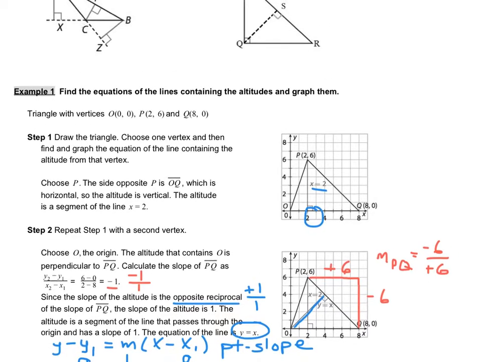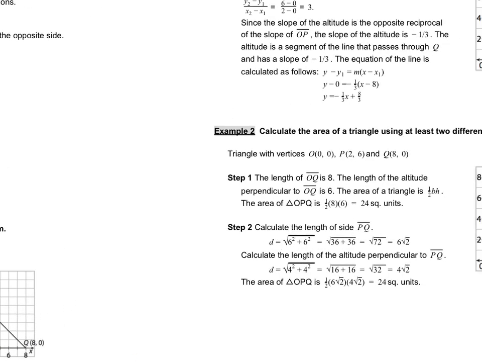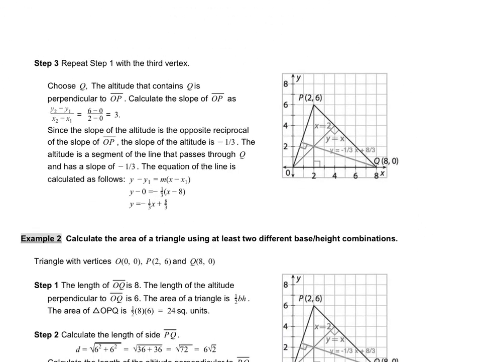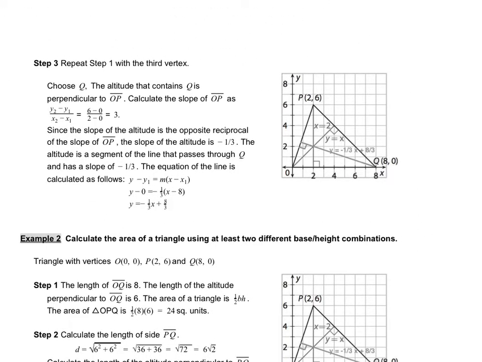To do that, you guys are going to want to turn the page, and for step 3, we are going to go through this process again with a third vertex. Obviously, the only vertex we haven't drawn an altitude from right now is Q. And remember, Q is going to be coming perpendicular to OP.